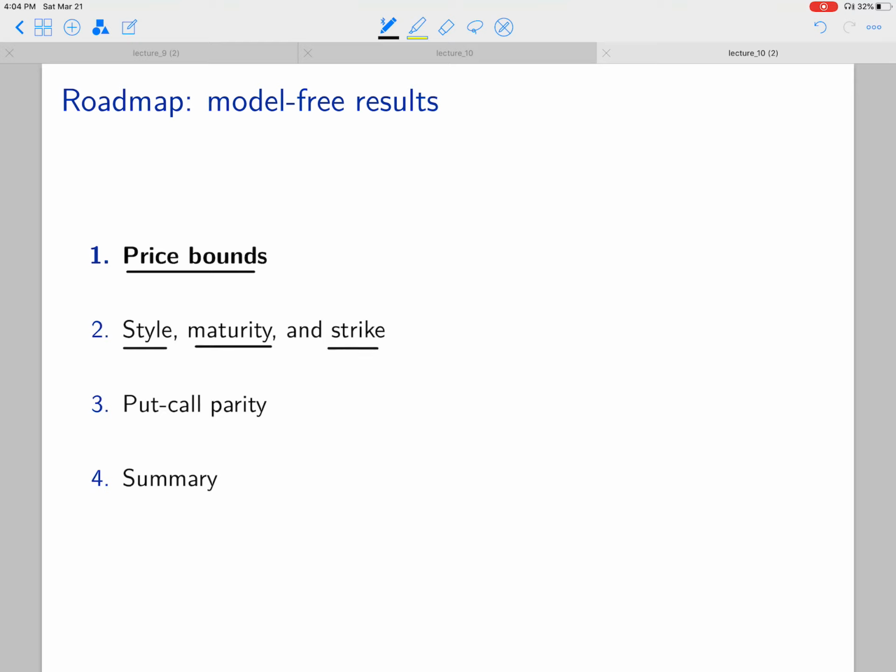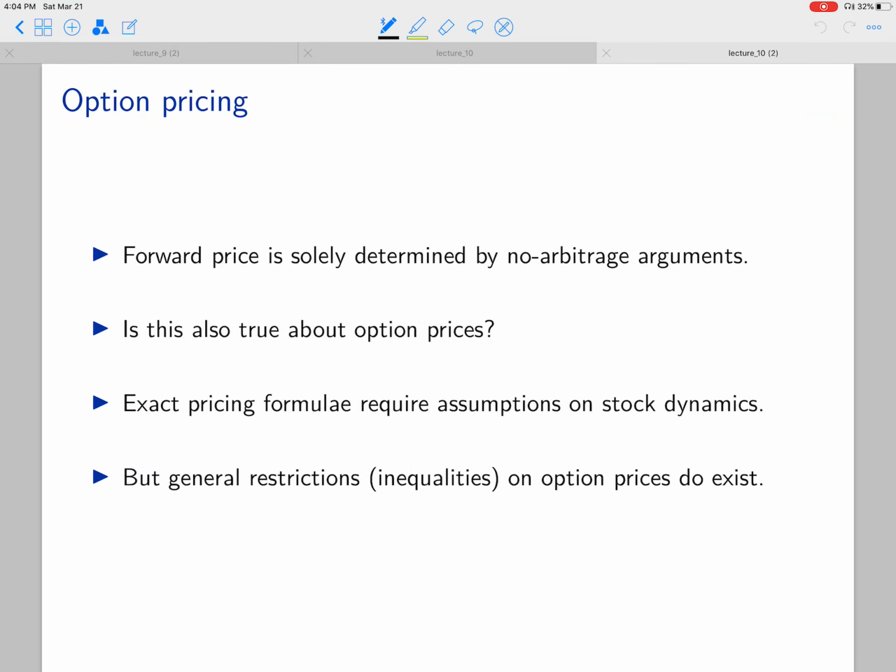In the second half of the lecture, we will learn about something called put-call parity. Put-call parity relates call and put prices to one another. It's one of the most important results in option pricing. And we'll end with a brief summary. Okay, let's get down to the nuts and bolts.